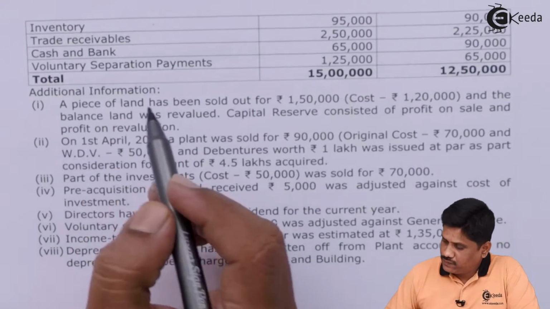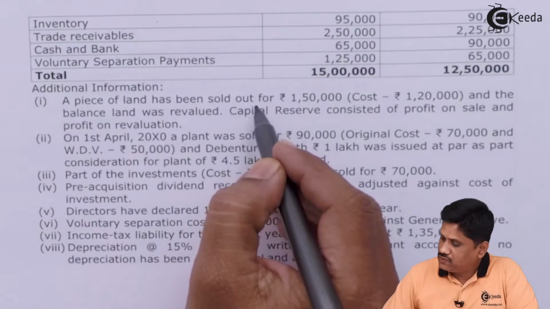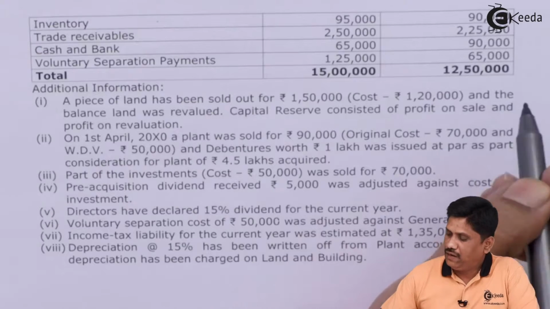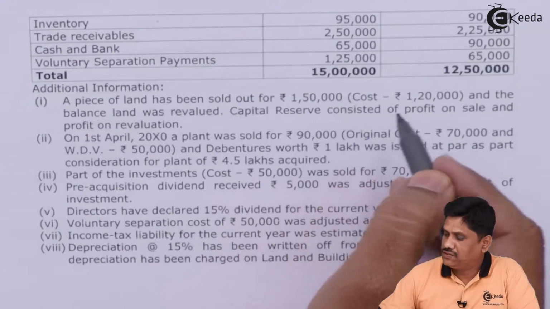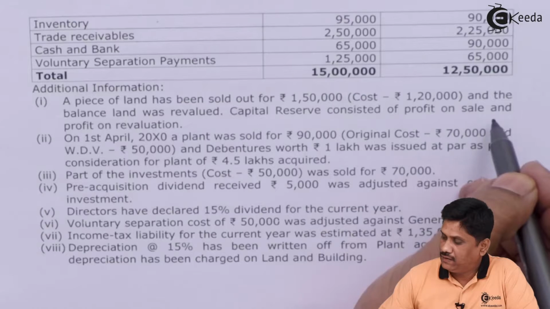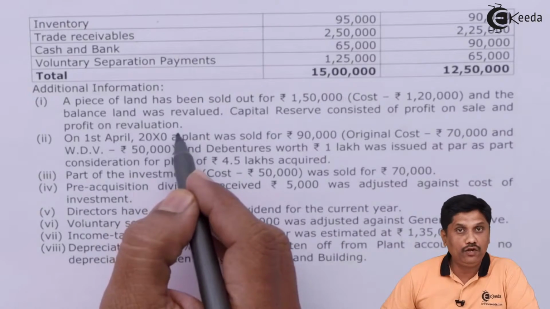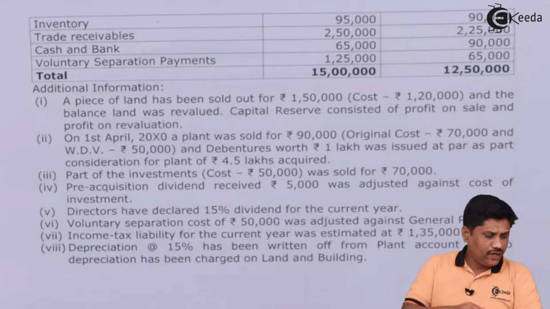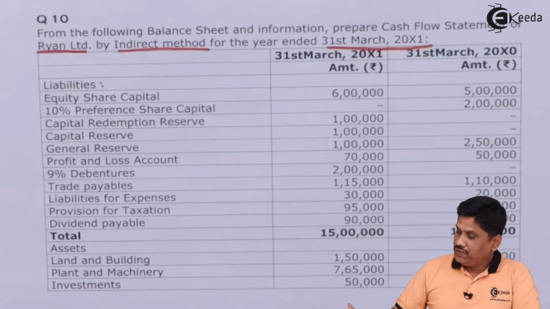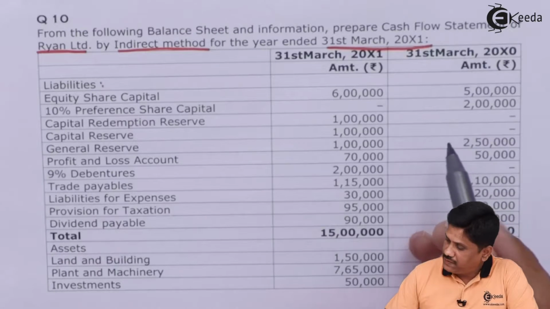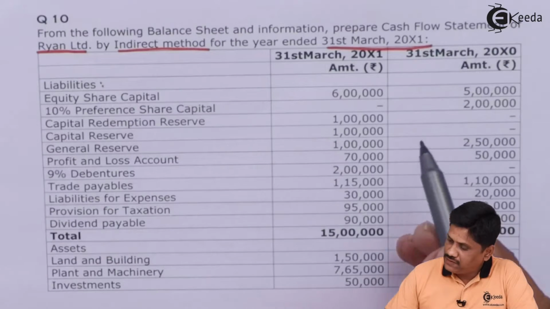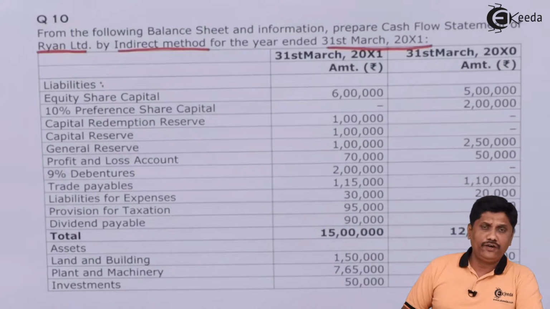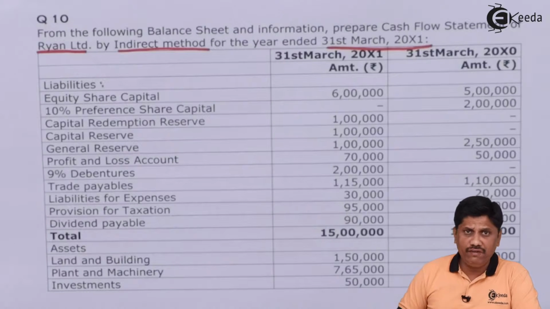Information number 1. A piece of land had been sold for rupees 1,50,000 having a cost of 1,20,000 and the balance land was revalued. The capital reserve consists of the profit on sale of land and profit on revaluation of course. So these two profits we have taken in capital reserve, they have not come in the P&L account. You can also notice capital reserve, earlier it was not there but now it is 1 lakh. So we have to consider that. So I will prefer to prepare the account for land and then we will decide.